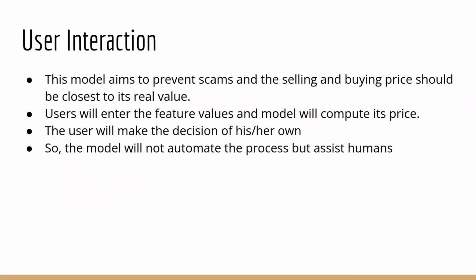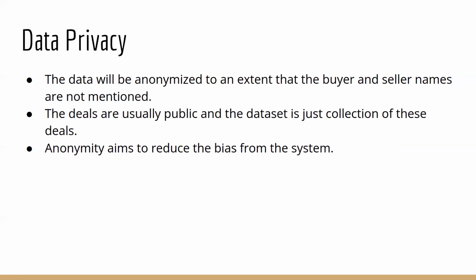So the next part is the user interaction. The aim of this model is to prevent scams, so that the selling price and the buying price are closest to the real value of the cotton, so the seller is not selling at a low price and the buyer is not buying at a very high price. So all of them make some profit. Users will enter the features and the model will compute its price. The user will make the decision of his or her own, so the model is just there to assist the humans, not automate the system.